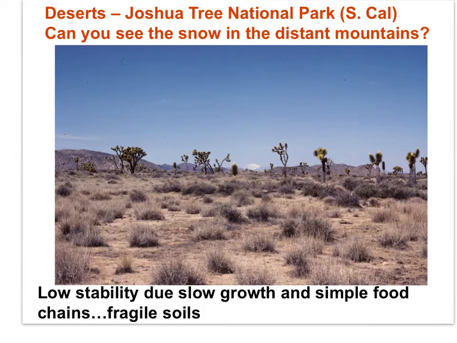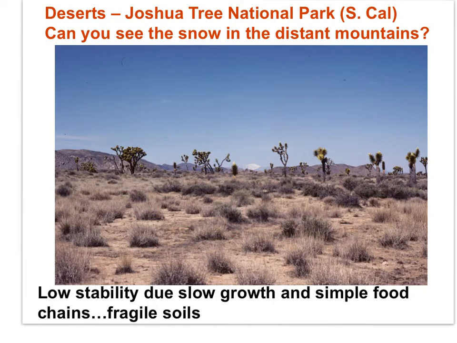In this photograph of Joshua Tree National Park in California, a photograph I took, you can see a classic desert biome. The snow in the distant mountains results from high elevation and lower temperatures at high elevation. This region in front of you receives very little precipitation.